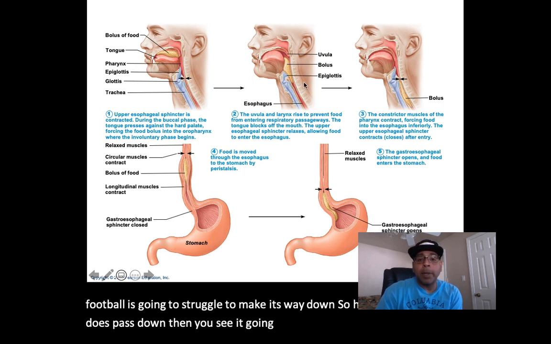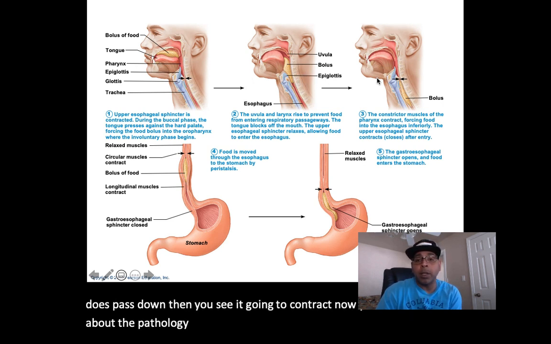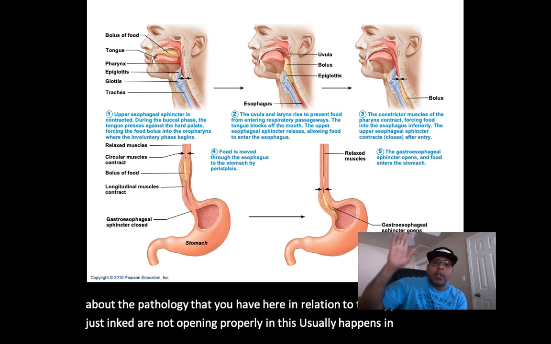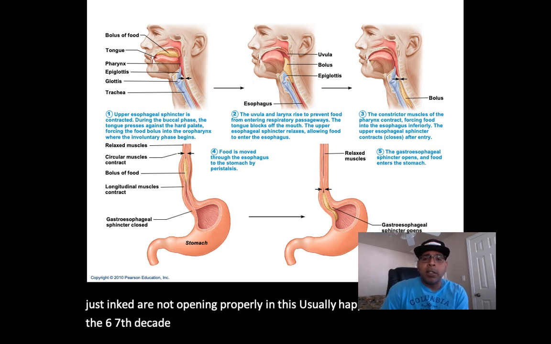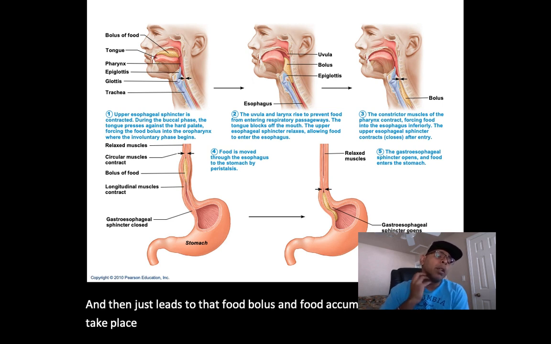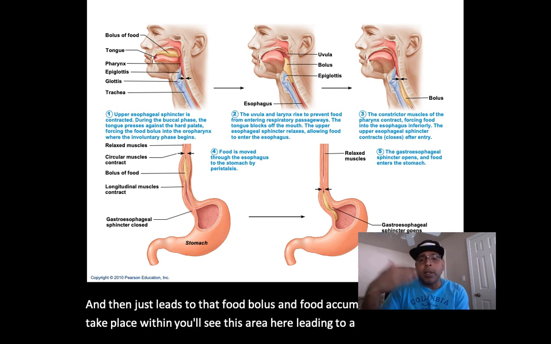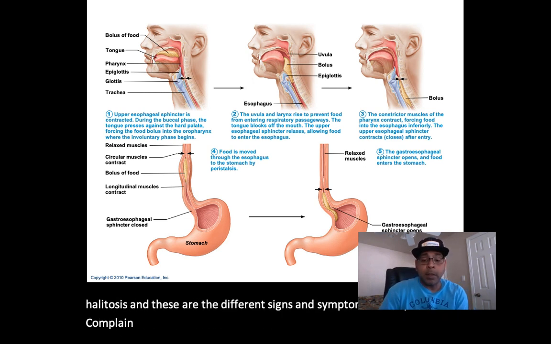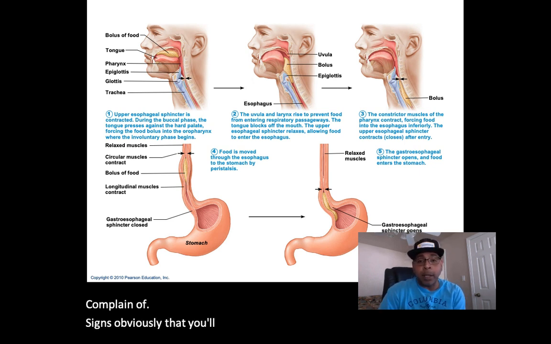Now you have to know about the pathology in relation to this upper esophageal sphincter not opening properly. This usually happens after the 6th, 7th decade of life, and this leads to food bolus and food accumulation starting to take place within this area here, leading to a little pouch and halitosis and these other different signs and symptoms that the patient will complain of. And signs obviously that you'll be able to see, and symptoms that they'll complain of.